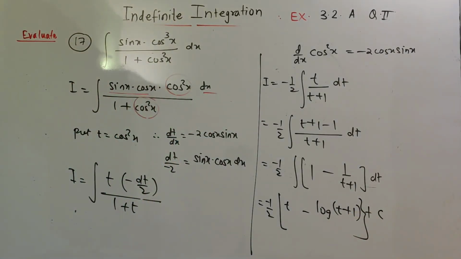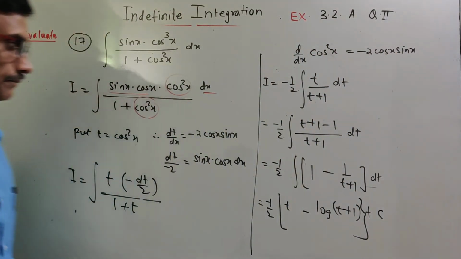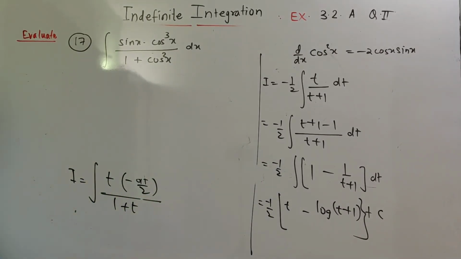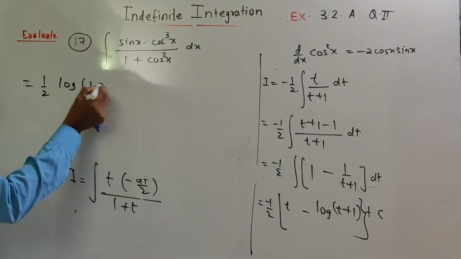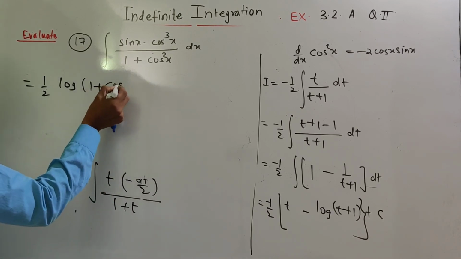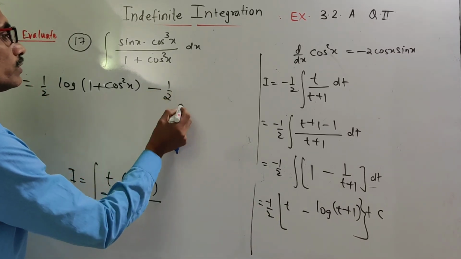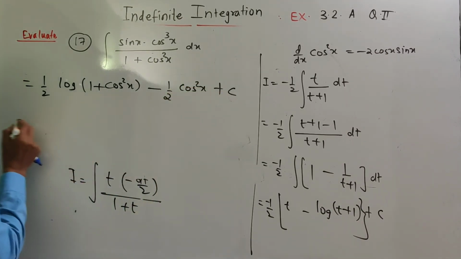But t is what? T is cos square x. So we resubstitute t. This minus and it will be plus, it is now 1 by 2 log of 1 plus t. 1 plus t is 1 plus cos square x, and minus 1 upon 2t. So 1 upon 2t means 1 upon 2 cos square x, and plus constant of integration c.